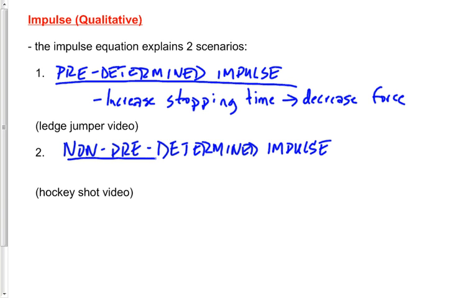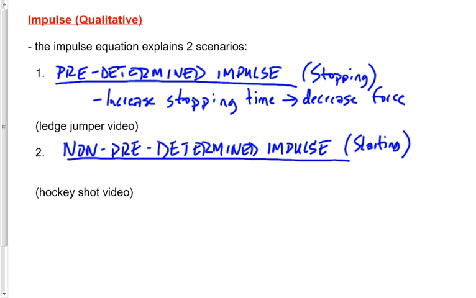A non-predetermined impulse is when you can control the impulse that's given to an object. Typically, you have a predetermined impulse when you're stopping an object. You have a non-predetermined impulse when you're starting an object. A golf ball is sitting on a tee. You can give that golf ball a little bit of impulse or a lot of impulse, depends on how you hit it. It's not a predetermined impulse. You control how much impulse it gets. A hockey puck, you control how much impulse that puck gets and therefore how fast it goes.